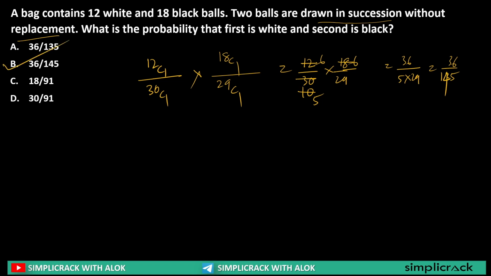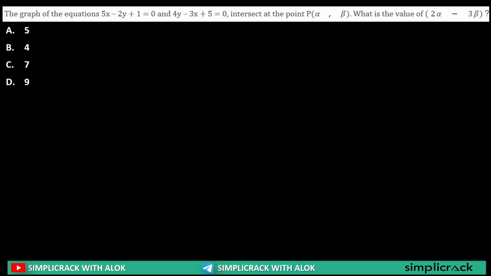Clear? Yes, sir. Next question. The graph of equation is this much and this intersects at a point alpha and beta. See, if two equations are intersecting at a certain point, that means what? That means this point will satisfy both equations.